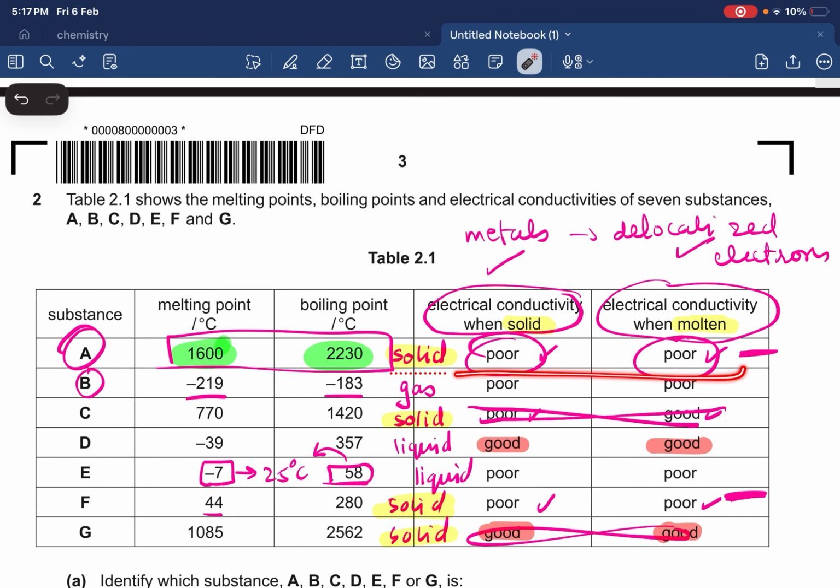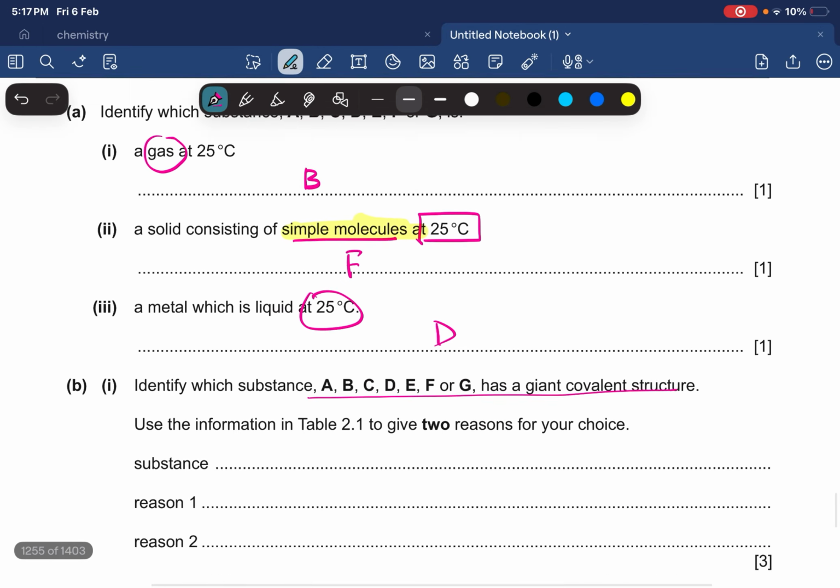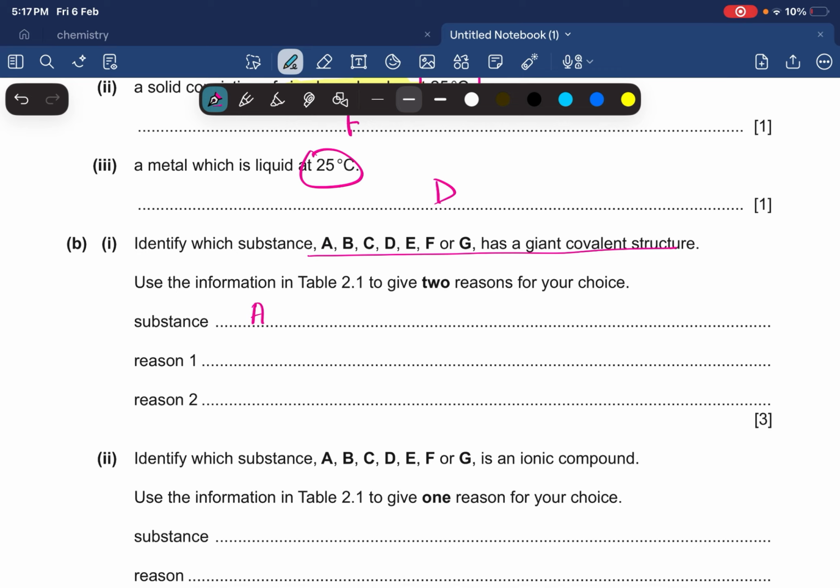Why should it be poor? Because there are no delocalized electrons in giant structures except for graphite. Graphite is an exception. So for substance A, reason 1 is high melting and boiling point, because giant structures have high melting and boiling points. You're going to write the full form.